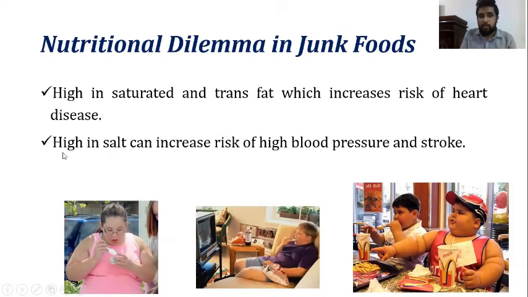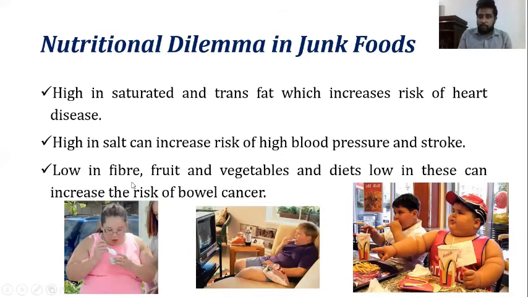Usually the junk foods contain higher levels of salts. We add many types of salts. Even MSG is a kind of salt, monosodium glutamate. We add these salt types to increase flavor and to preserve and for many purposes. And junk foods contain high amounts of salt. So these salts are not good in the sense of blood pressure, and that can cause strokes.